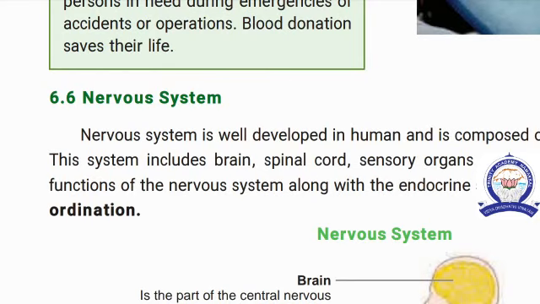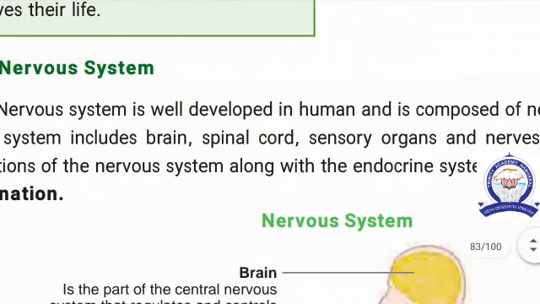The endocrine system means what? The endocrine system secretes hormones. The nervous system induces the nerve impulse to pass through all the parts of the body. So these two systems are conduction and coordination. Both are very essential for our human body.